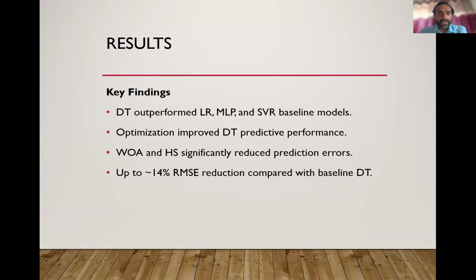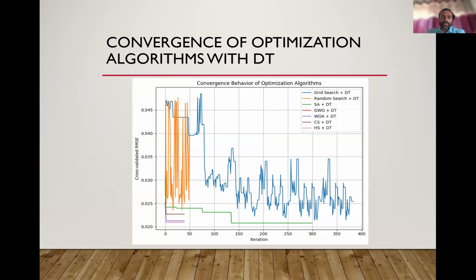Results are, as we discussed, DT outperforms the other baseline models, and we have seen the optimization methods also improve the predictive performance. Here, the whale optimization algorithm as well as harmony search significantly reduce prediction errors, which we can see reduces RMSE by up to 14% as compared to the baseline DT model. Here, this is a graph showing the convergence of all the optimization methods.